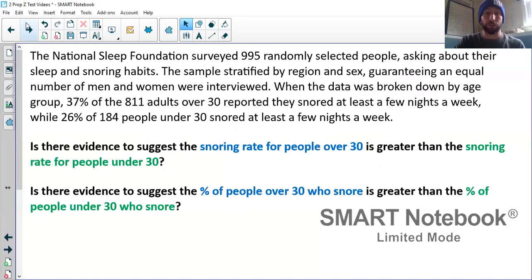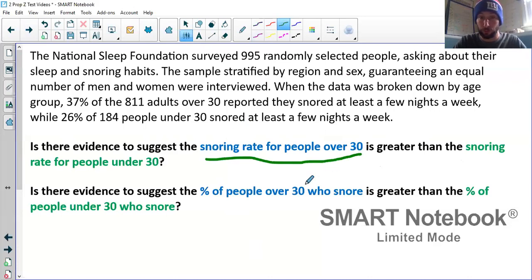So first up, here's our context. Same context we've been working with for our two proportion z interval and two proportion z test videos. If this is new to you, pause it, write this context down, familiarize yourself. These are the same question written twice. Snoring rate for people over 30 is the same thing as percent of people over 30 who snore. So we've just got the same question worded in two different ways.